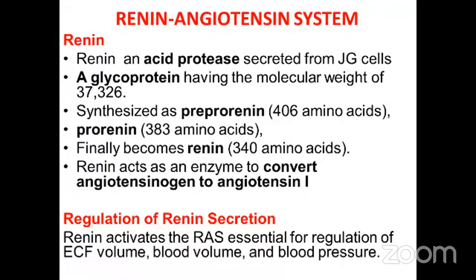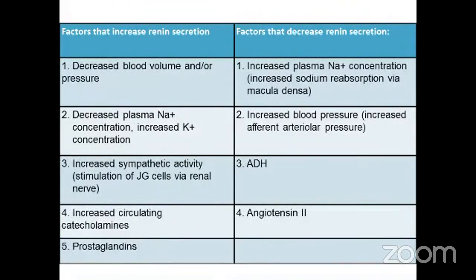Renin secretion is regulated by the extracellular volume, blood volume, and blood pressure. It activates the renin-angiotensin system, which then regulates tissue volume, blood volume, and blood pressure. Factors which increase renin secretion are decreased blood volume or decreased blood pressure. Decreased plasma sodium concentration or increased potassium concentration also increases renin secretion. Increased sympathetic activity, increased circulating catecholamines, and prostaglandins increase renin secretion.